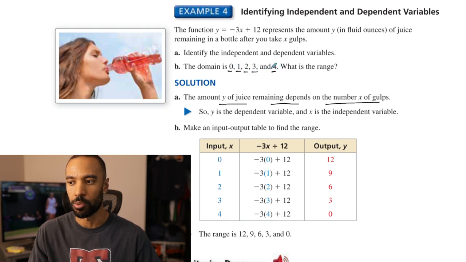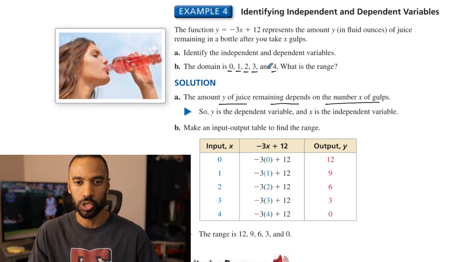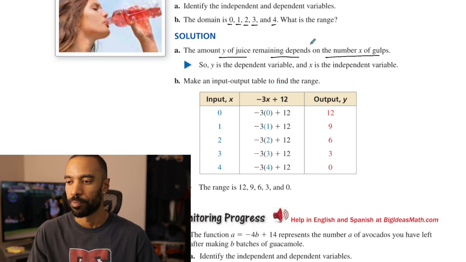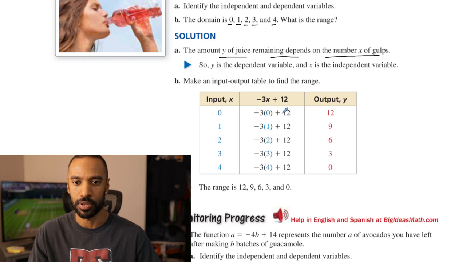Depending on the number of gulps, we're going to know how much juice is left in here in fluid ounces each time. So when we substitute 0 versus 1, 2, 3, and 4 into -3 × 0 + 12, etc., we're getting different output values. These are your inputs, number of gulps. These are your outputs, number of fluid ounces.